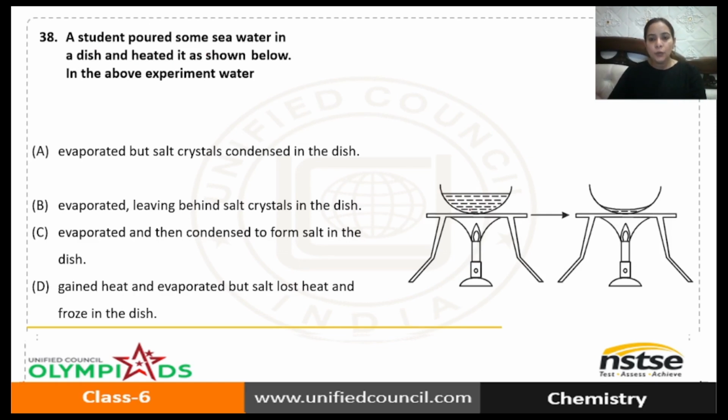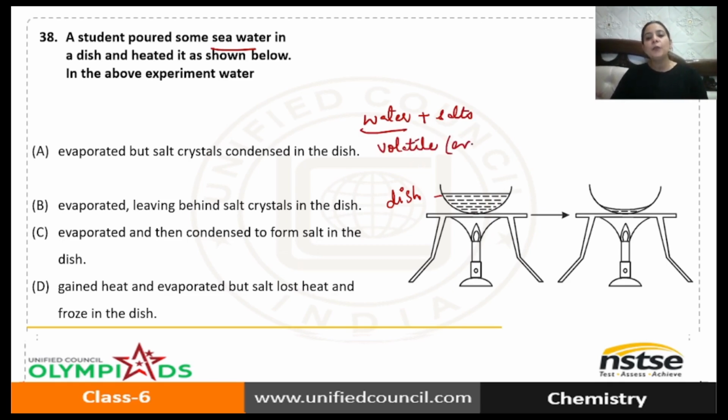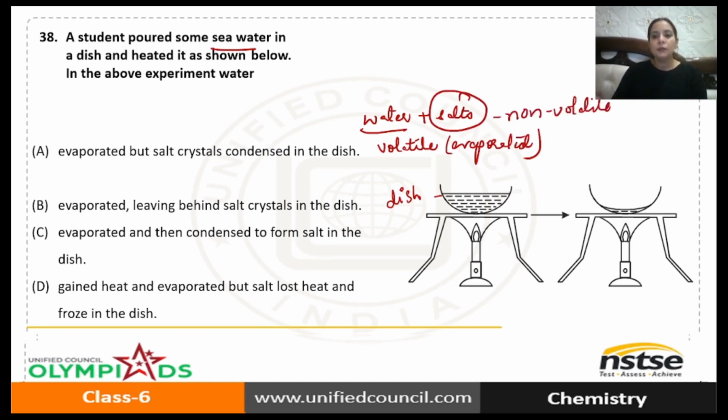Next, a student poured some seawater in a dish and heated it as shown below. This is the dish, and the student has poured water and heated it. In the above experiment, we need to tell what happened here. Obviously when you take seawater, we know that seawater has water and a lot of salts dissolved in it. When you are heating it, we know that water is volatile. Volatile means when you heat it, it gets evaporated. It forms vapor and it rises up in the sky. Obviously what will be left behind? Salts, because salts are non-volatile. They don't evaporate on being heated.